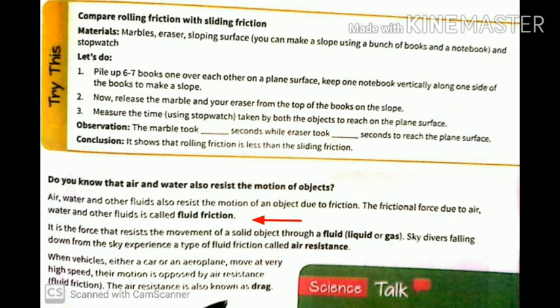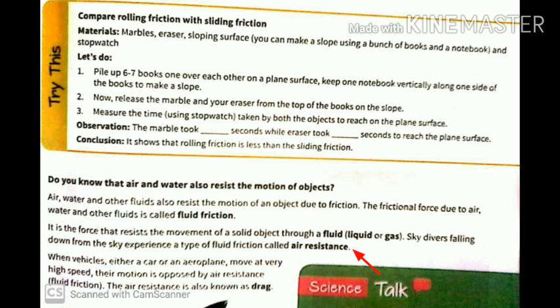So the next topic is fluid friction. What is fluid friction? The frictional force due to air, water and other fluids is called fluid friction. It means it is the force that resists the movement of a solid object through a fluid.